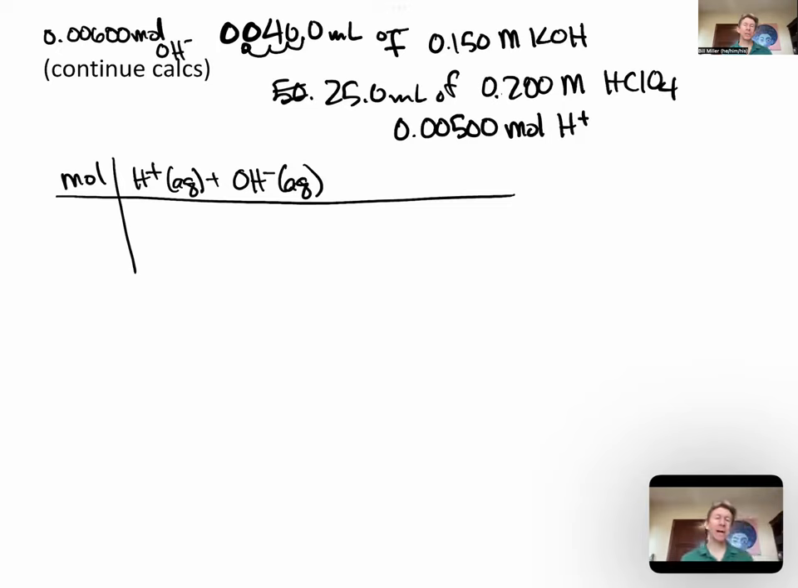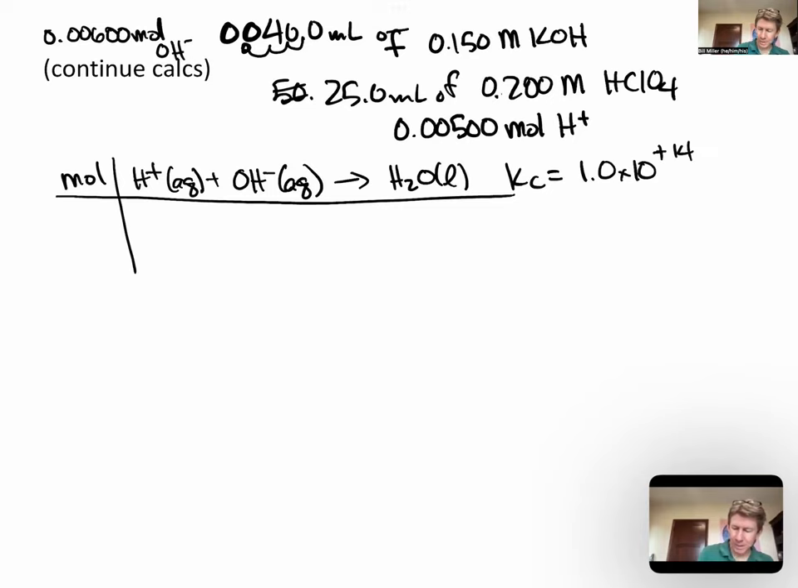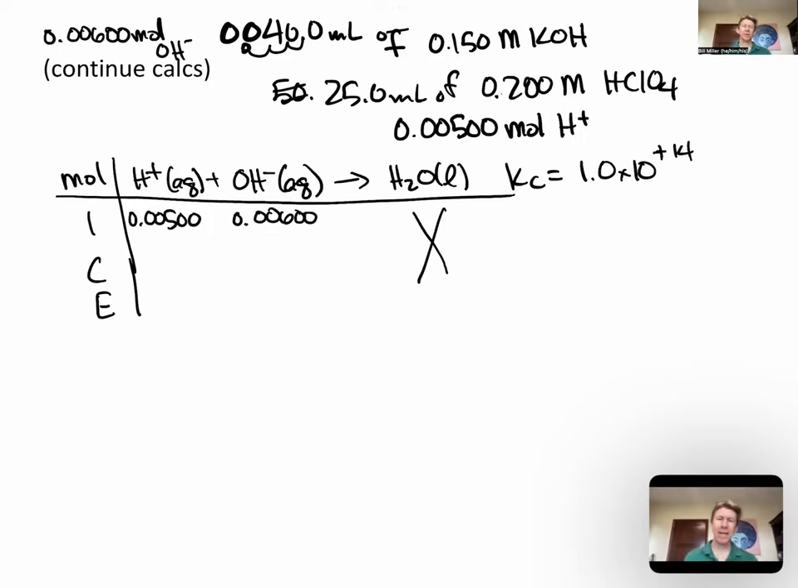I've got my hydrogen ion plus my hydroxide ion going to H2O. And my Kc is 1.0 times 10 to the plus 14, where I write my plus there just to be very clear that it is not the minus sign. This is the flip of the Kw reaction. I've got ICE. I've got 0.00500, 0.00600, and just my water, which is a liquid.